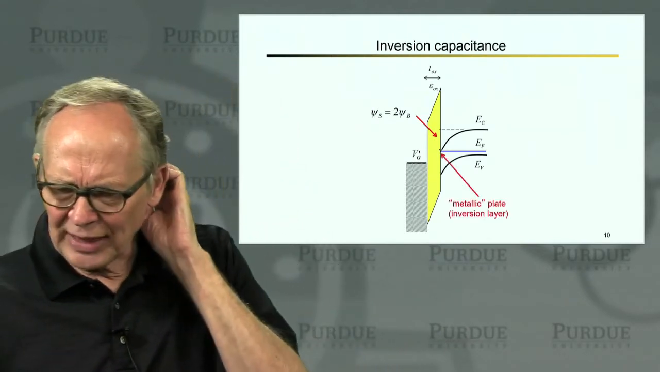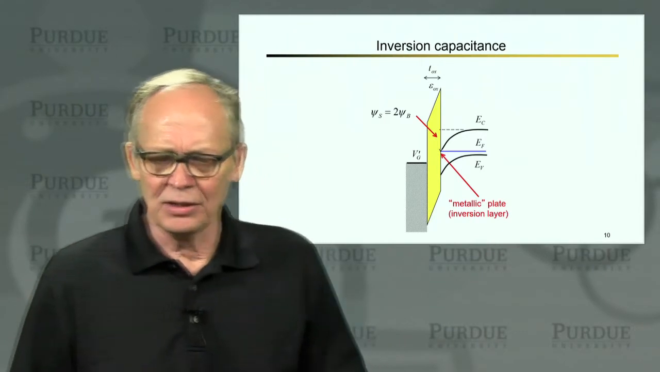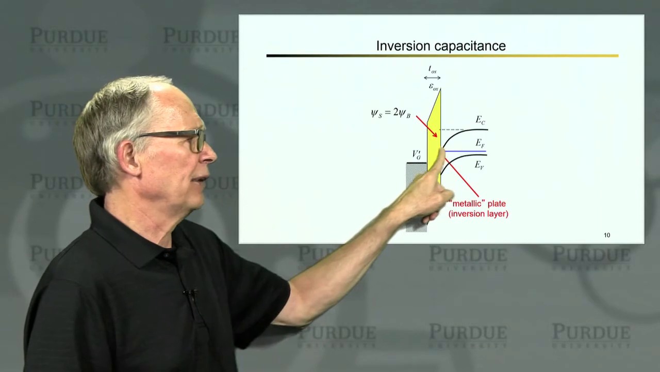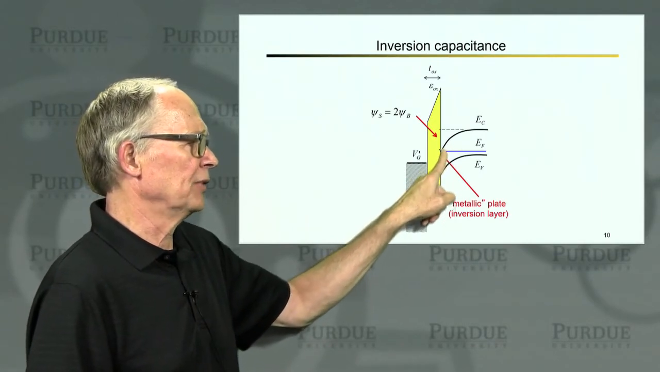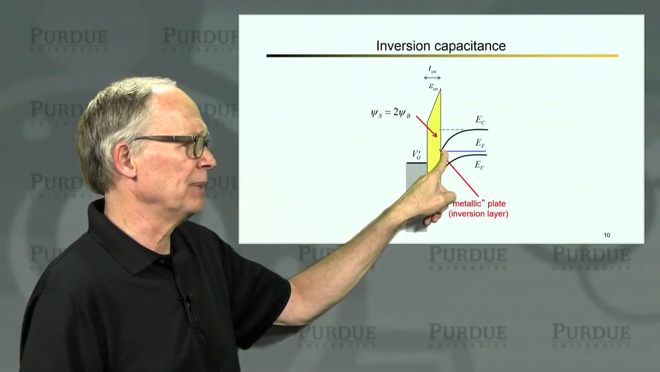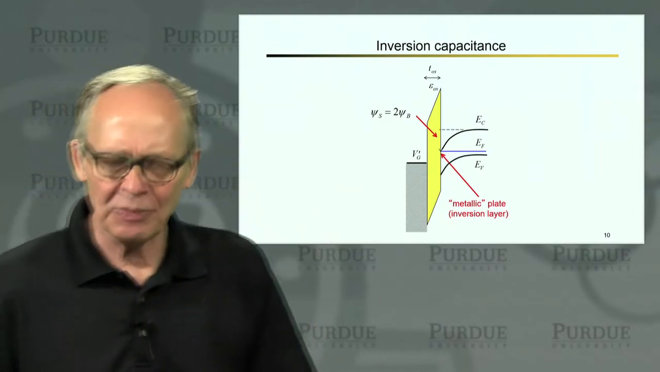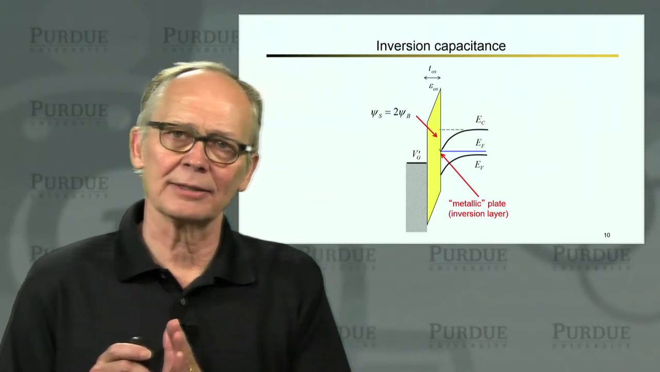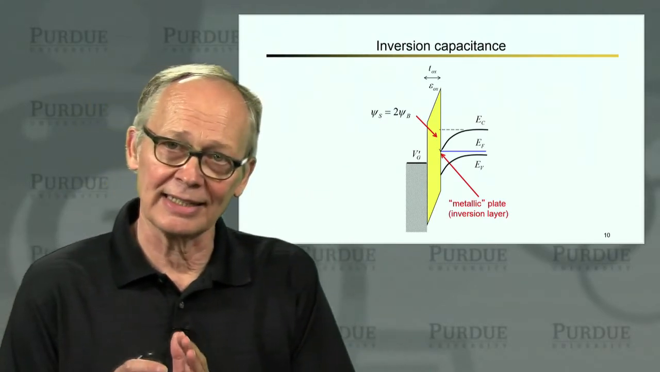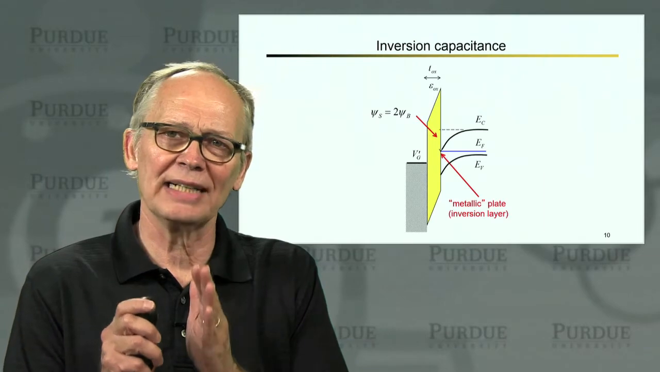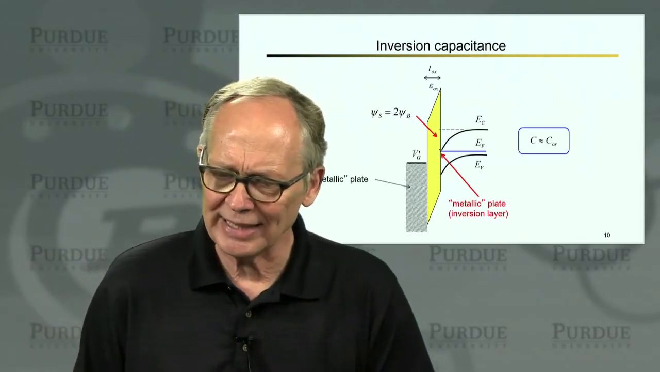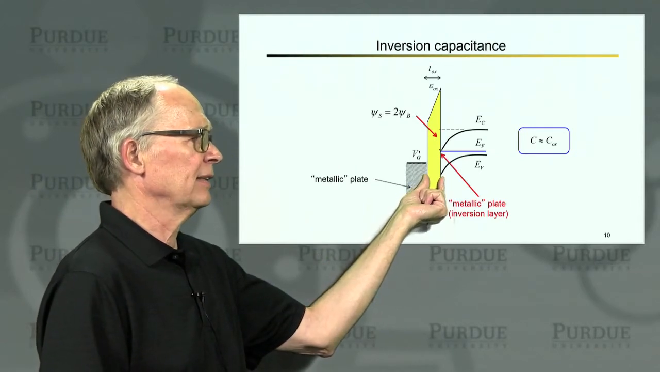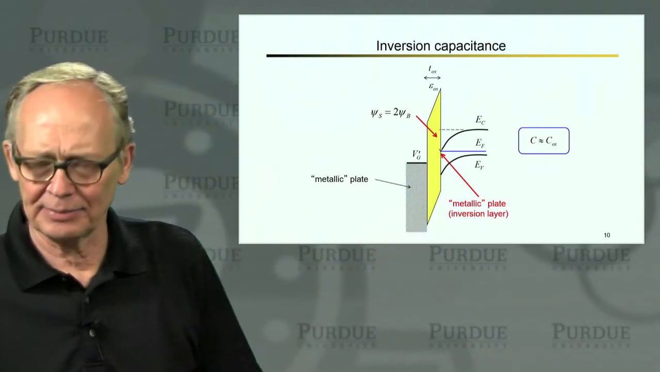Okay, now if I go to inversion, you can see what would happen. I would pull the bands down. I would create an inversion layer with lots of electrons if I bend the bands beyond 2ψB. Now it's almost like I have a metallic layer right at the bottom of the semiconductor, right at the bottom of the oxide. So now I have a metal plate on both sides of the insulator. You would guess that the total capacitance that I would measure would just be related to the thickness of the oxide, just the oxide capacitance.